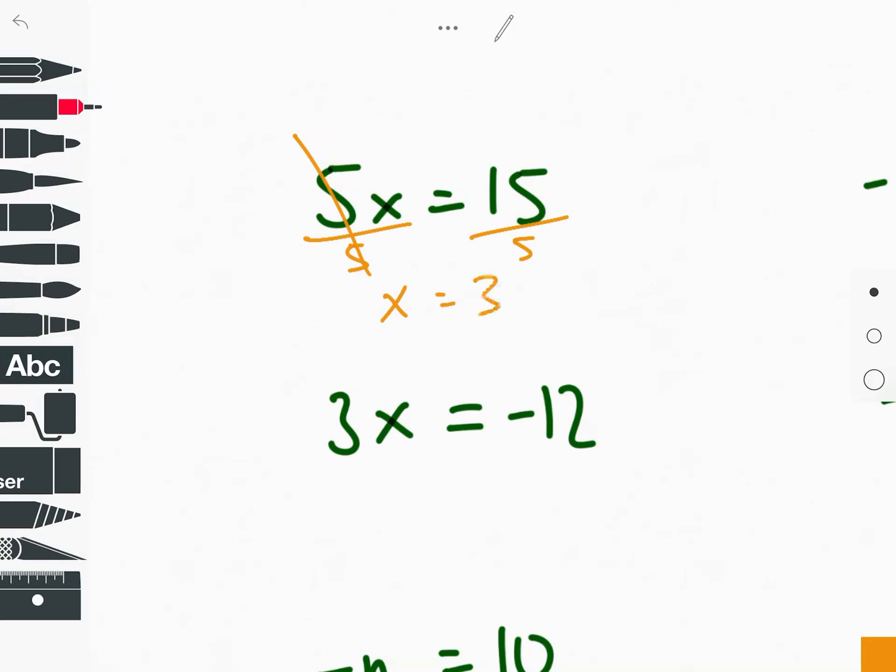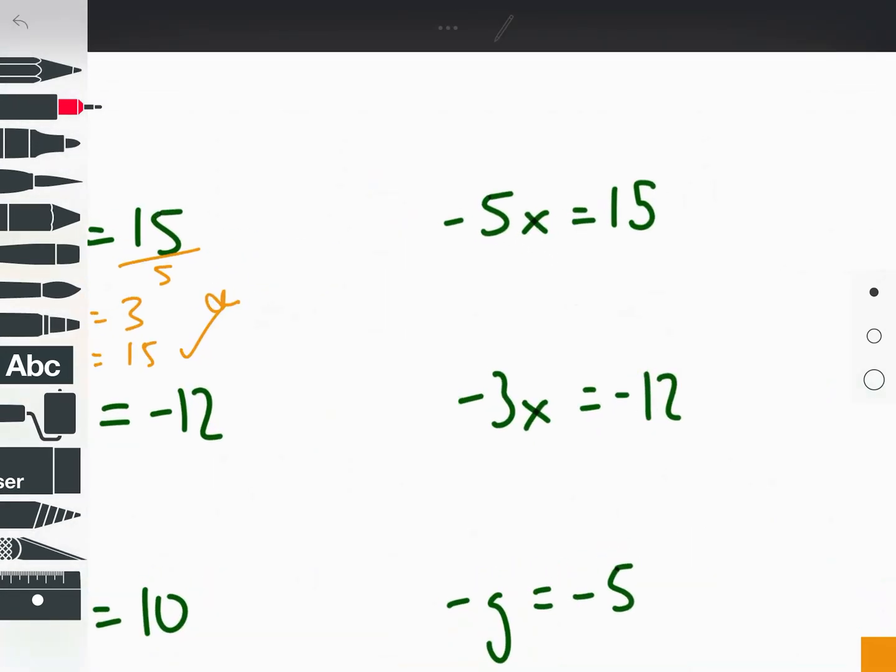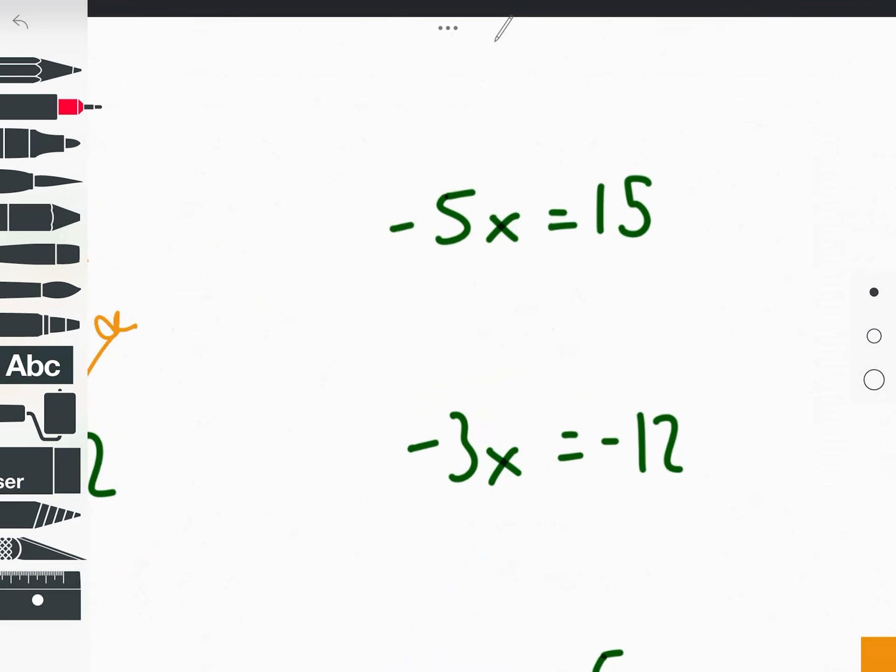So it's true. In my original equation, 5 times 3 is 15. Fire a check mark. All right, next one. I'm multiplying by negative 5, so I am going to divide by negative 5. I got to do it to both sides. Negative 5 divided by negative 5 is positive 1, and that's what I want. I want to be left with 1x and a positive x. So 15 divided by 5 is 3, but a positive divided by a negative will be negative.